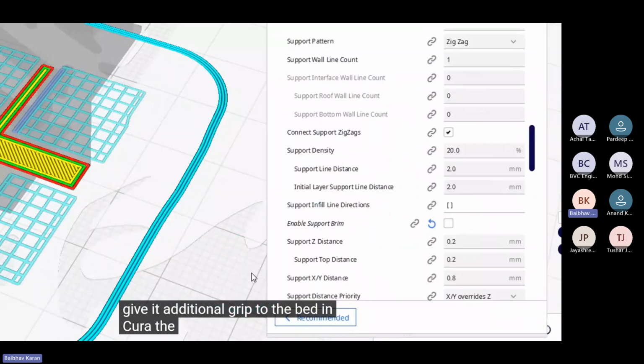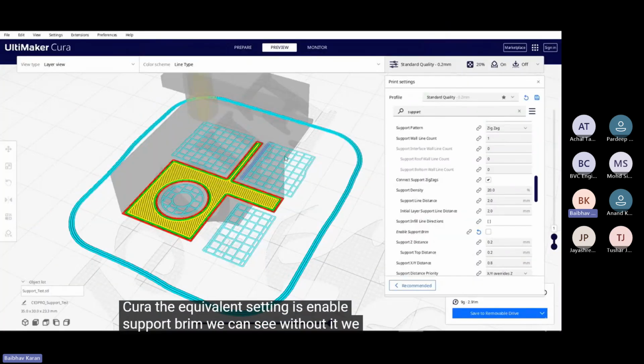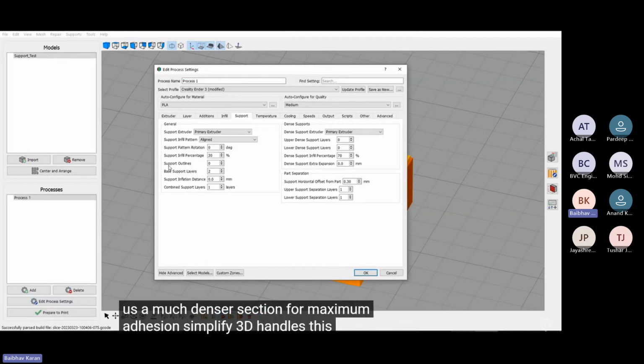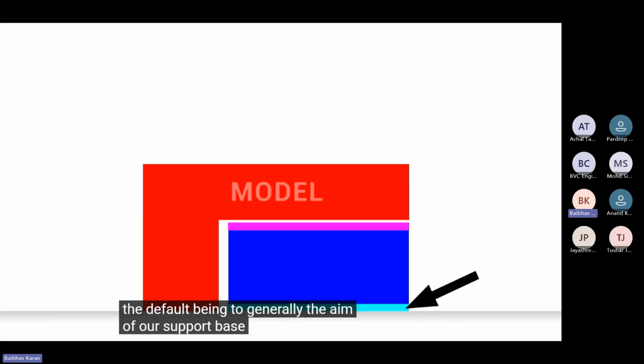In Cura, the equivalent setting is Enable Support Brim. We can see without it, we don't have much grip on the bed, but turning it on and reslicing will give us a much denser section for maximum adhesion. Simplify 3D handles this explicitly with base support layers, with the default being 2. Generally, the aim of our support base is to get a good solid platform to build on, so we want it to be fairly dense without wasting too much filament.